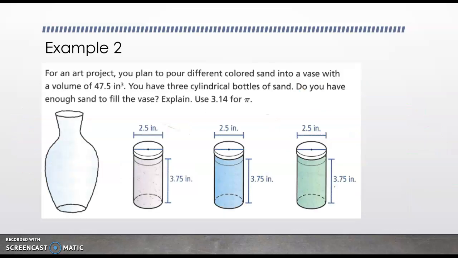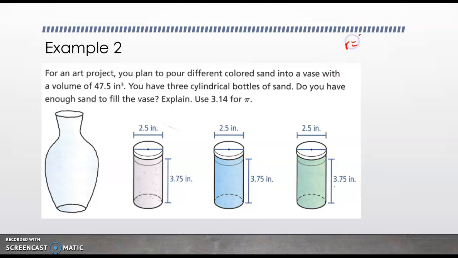All right, next example. Has us doing a little bit more than just finding the volume. For an art project, you plan to pour different colored sand into a vase with a volume of 47.5 inches cubed. You have 3 cylindrical bottles of sand. Do you have enough sand to fill the vase? And explain. All right, so we need to make sure that our sand will actually fill up the whole vase. And so first, all of these are the same. So I just need to remember I have 3 of them.